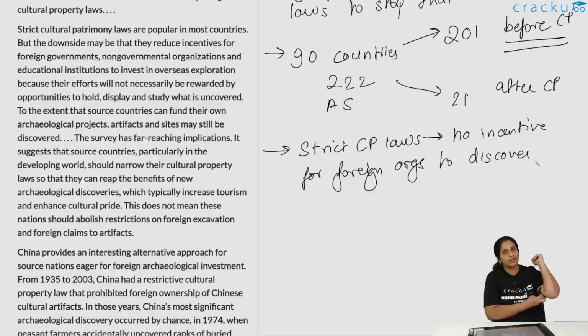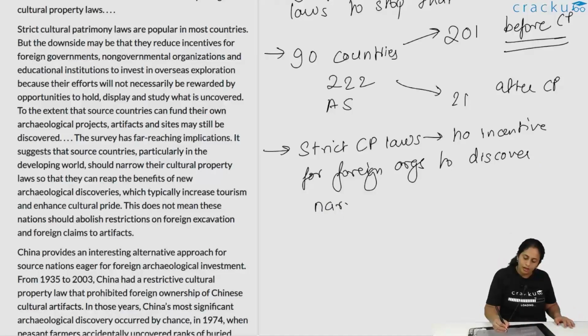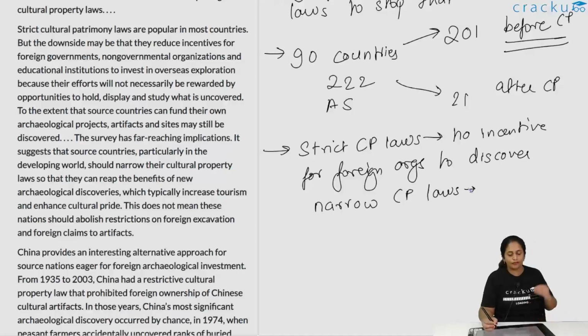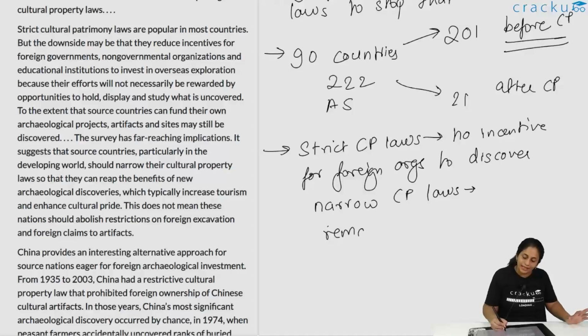If the source country is a rich country, that is fine. The source country itself can fund those kind of discoveries. But if it's a poor country, with a lot of archaeological sites, then what should it do? It should actually narrow the cultural property laws so as to allow some amount of essentially some right to those foreign guys. So they are not saying that you should remove all the rights. He is not saying that remove all rights. He is just saying like narrow the cultural property laws.